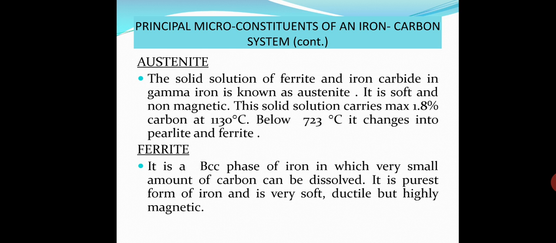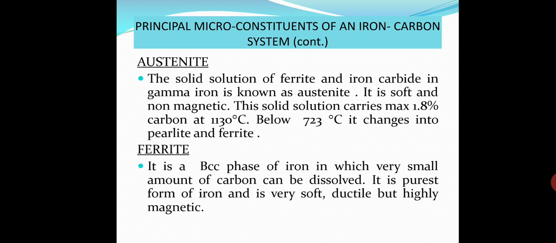With temperature, the percentage of carbon content also varies. Austenite can carry maximum 1.8% carbon at 1130 degrees centigrade, and below 723 degrees centigrade, austenite cannot exist. It changes into pearlite and ferrite.